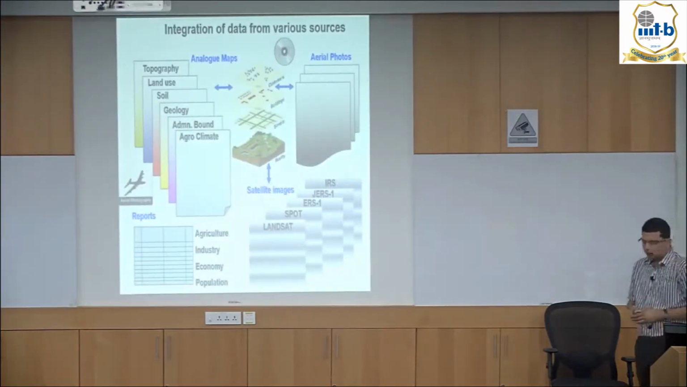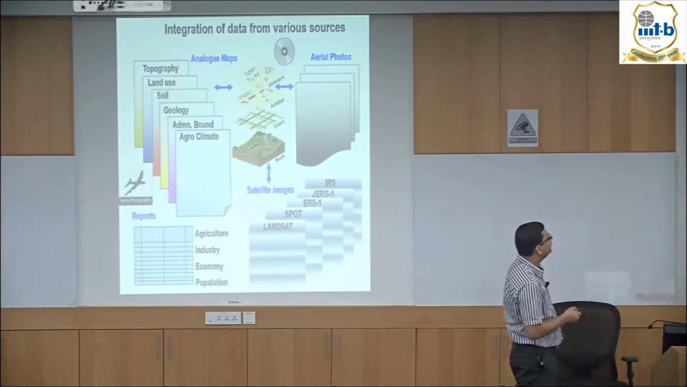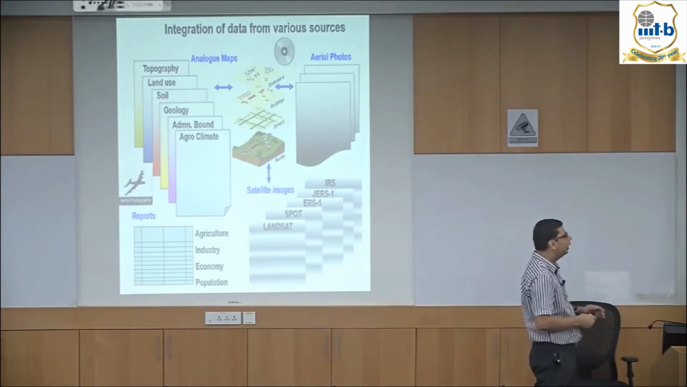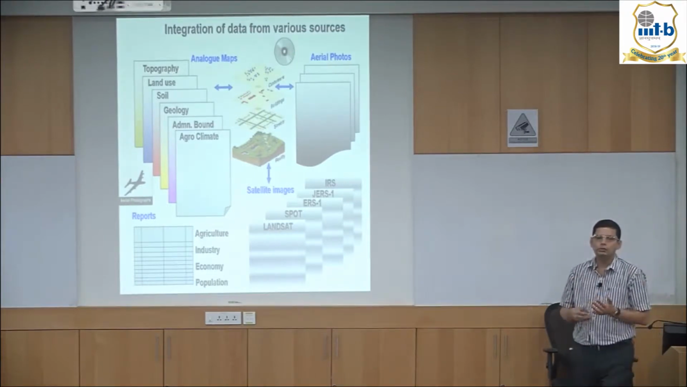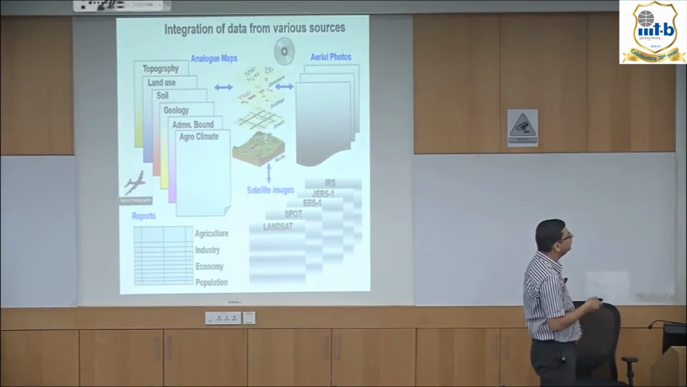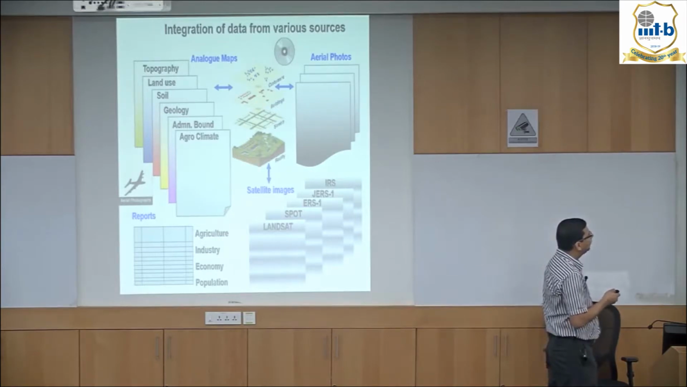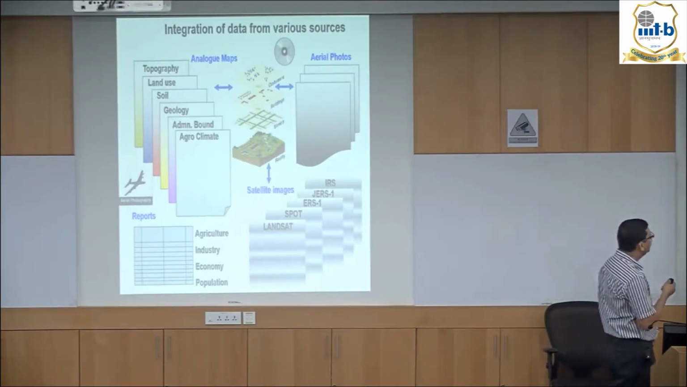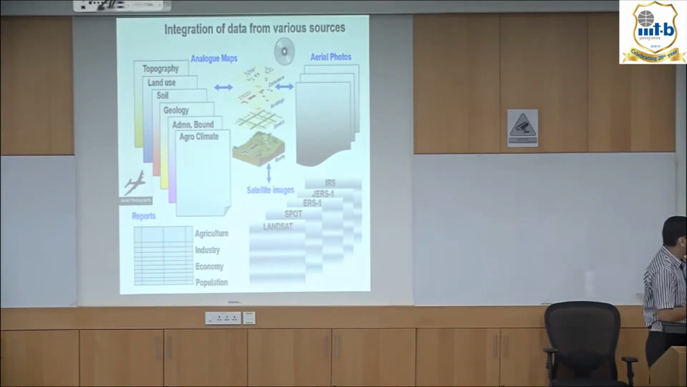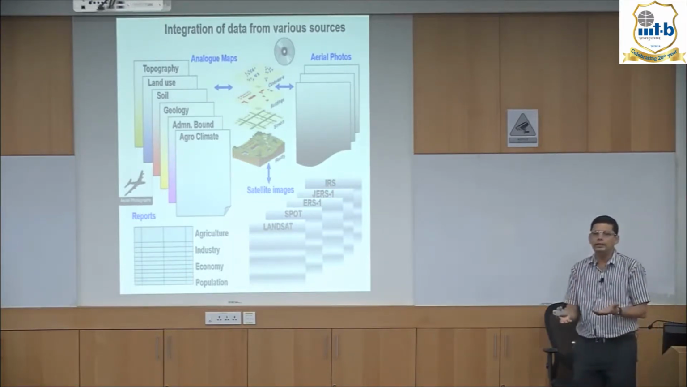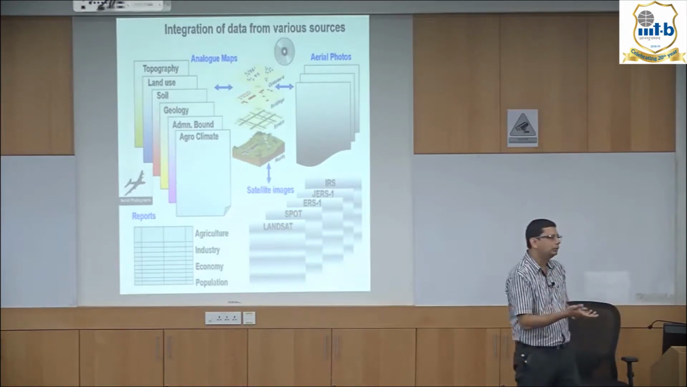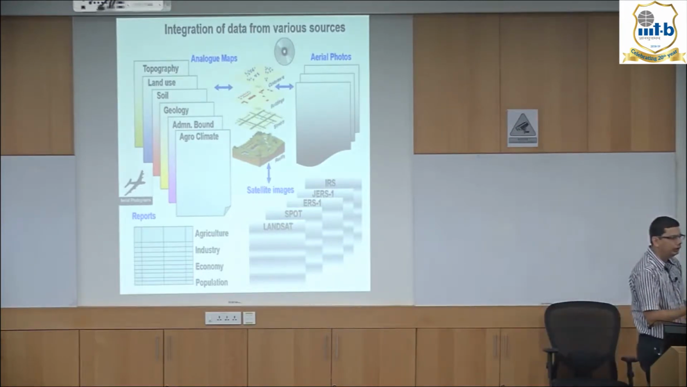Okay, now geospatial analysis also involves integration of different types of data which are captured at different resolution and at different time periods. So they also have different units. So for example, aerial photographs, administrative boundaries, geology, soil, land use, then these are the various satellites, these are the reports. So how do you integrate all these data sets to do some analysis or to perform some query, given that they are captured in different units, stored in different formats? So how do we integrate that?